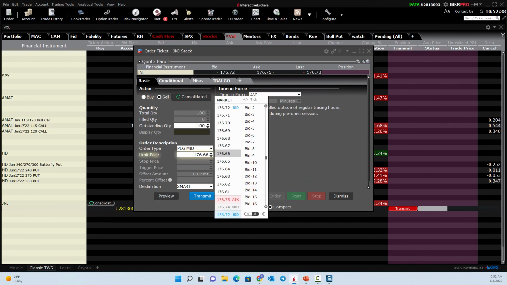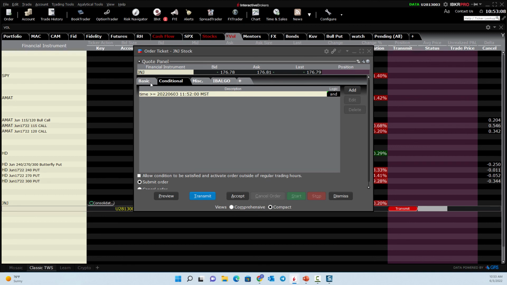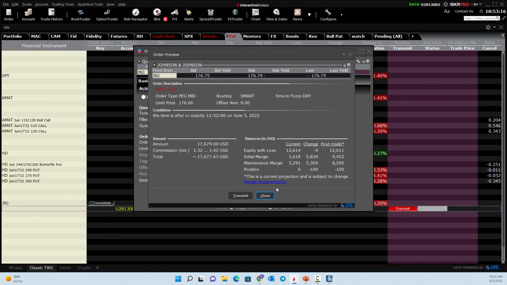Now, here we peg to the midpoint, but you could also put in a limit price. You could say, not only do I want the midpoint, but I want to make sure that I get at least this price. You could put in your minimum. You could say, I don't want this whole thing to go through if it's any lower than this, because we're selling. If it's below 176.66, I don't want to sell. But assuming it's above that price, that's my absolute limit, and we're after this period of time, then go ahead, get me out at the midpoint of that order. And if we could preview, we could transmit that order.